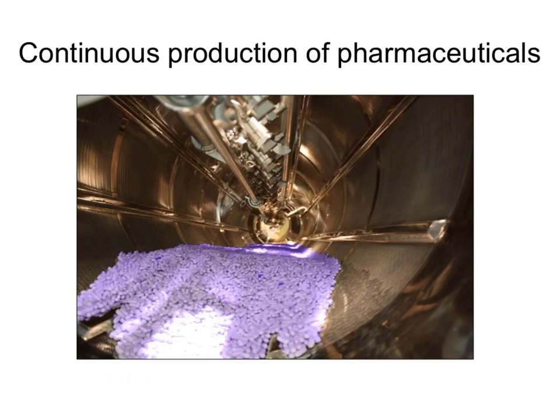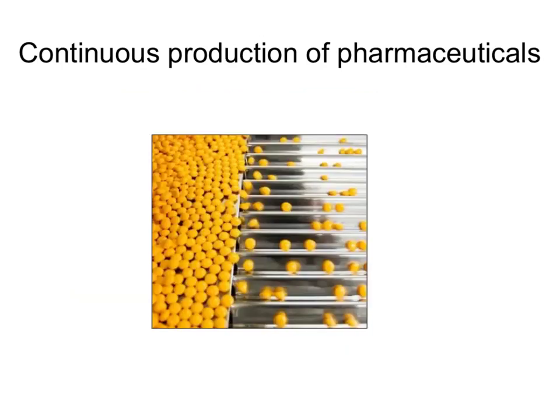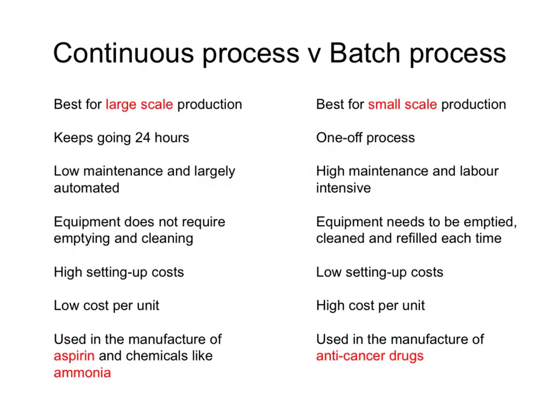Continuous processes would go 24/7, and although the equipment would be very expensive to set up, it works out cheaper in the long run because the whole process can be fully automated and requires very few workers at all. Summarising the advantage and disadvantage of each process, the continuous process is better for large-scale production, as I said, for industrial chemicals, but also for things like aspirin and other painkillers, whereas the batch process is better for small-scale production, for example, of anti-cancer drugs.